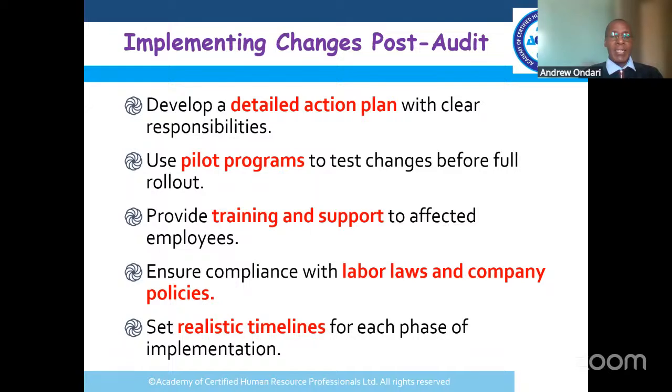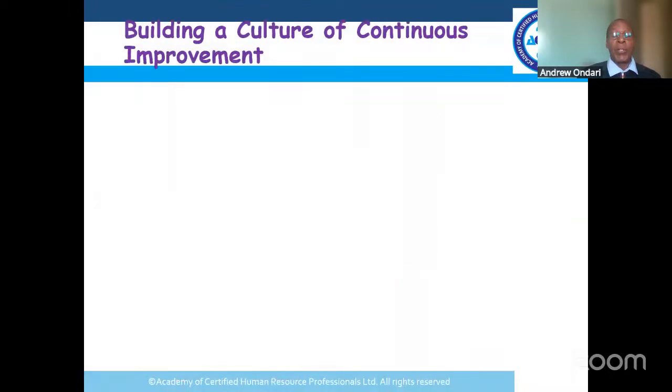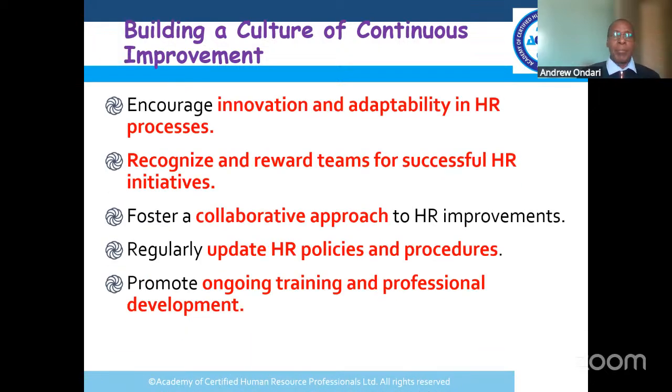Lastly, set realistic timelines. And that is borrowed from the objectives that we started. Objectives must be SMART: specific, measurable, attainable, realistic, and time-bound. So when you talk of timelines, we are looking at the time it takes to implement the recommendations that we have developed from our audits. And lastly, before I open the floor, is building a culture of continuous improvement.